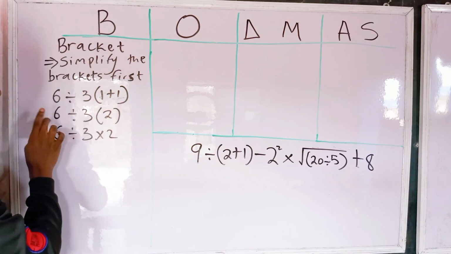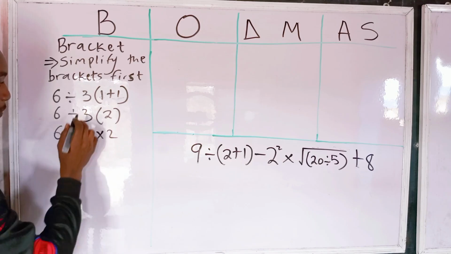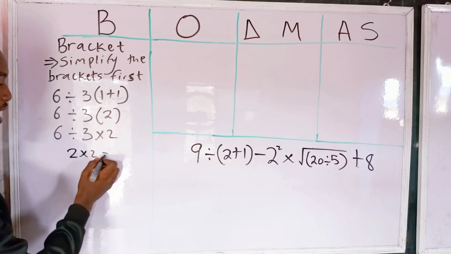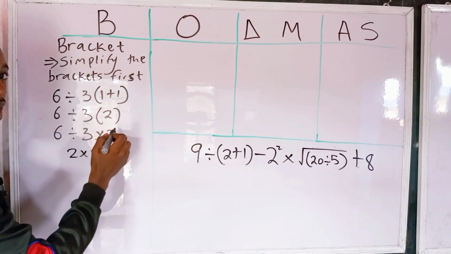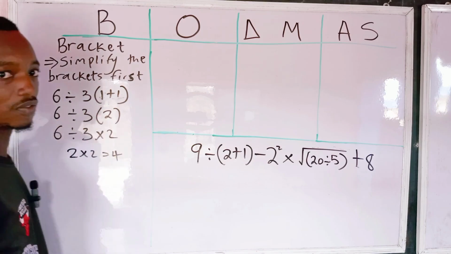That means we're going to start from the left here. That's 6 divided by 3. That's 2 times 2. The answer is what? 4. Don't go and say multiply this one first because of this bracket. No, please. You start from the left here, right?